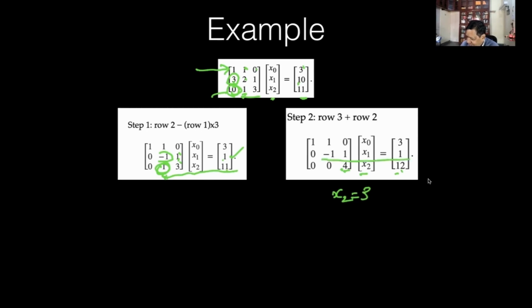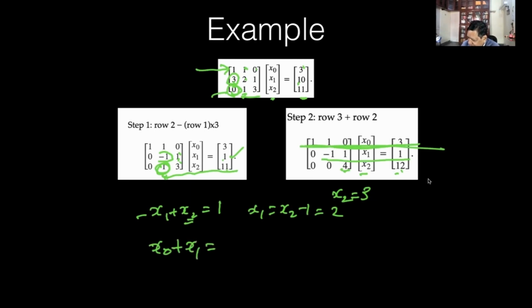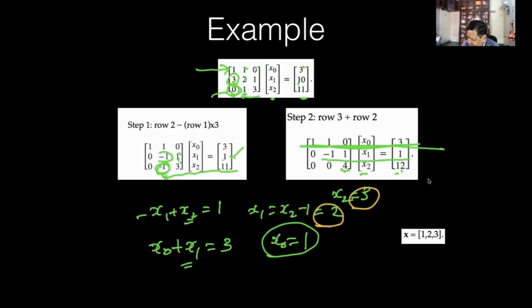Then I go here. Minus x1 plus x2 is 1, but x2 is already 3, so x1 is x2 minus 1, which is 2. 3 minus 1 is 2. Then I go here. This is x0 plus x1 is 3, but x1 is 2, so x0 is 1. So my answers are 1, 2, and 3. So that's the answer: 1, 2, 3. This is how we work with Gauss elimination.